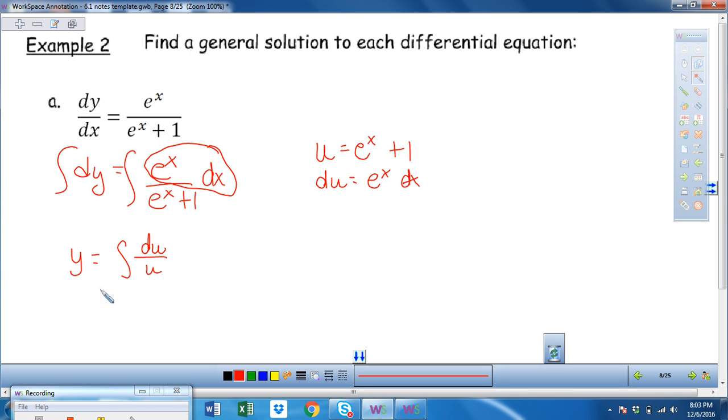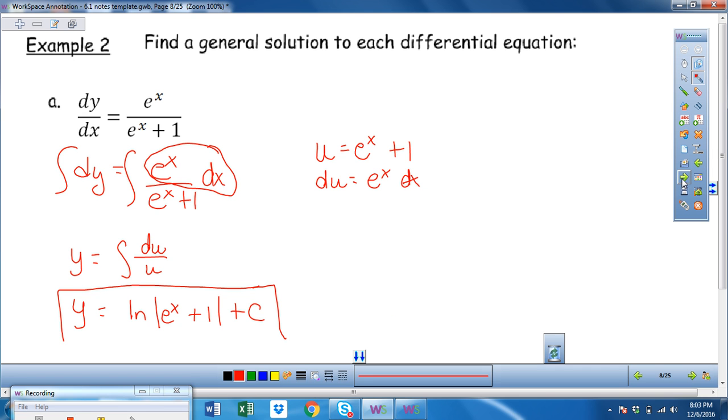Okay. So the integral of du over u is going to equal, y is equal to the natural log of u. Well, the natural log of u is e to the x plus 1, plus c. And really, that's all I can do with that. I have y, I've isolated y, and I have c in my answer, and I can't go any further with that.